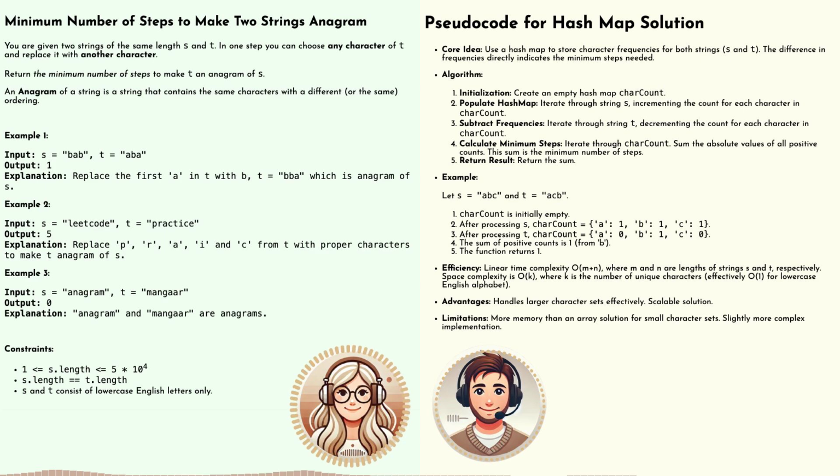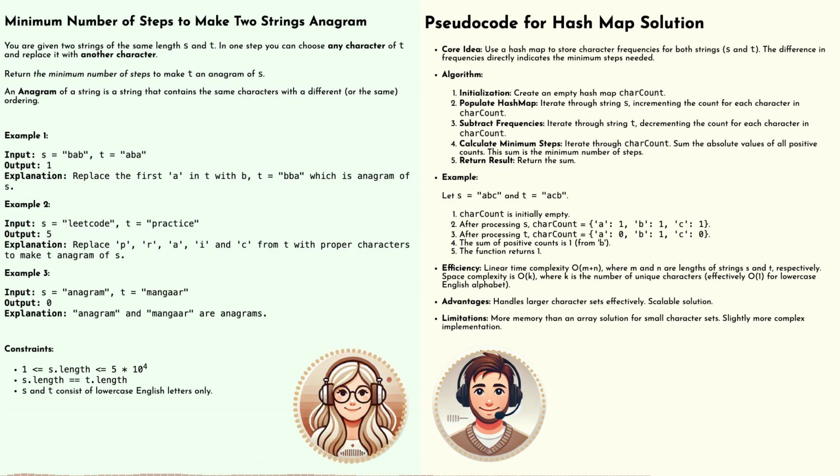We initialize a variable called steps to 0. This will store our minimum steps. And I'm guessing we loop through our hash map now, adding up all the positive counts? You're on fire! We iterate through each key value pair in the hash map. For each value that's greater than 0, we add it to steps. And finally, we return steps, which represents the minimum number of steps needed to transform word 1 into an anagram of word 2 using the hash map approach. Nailed it.